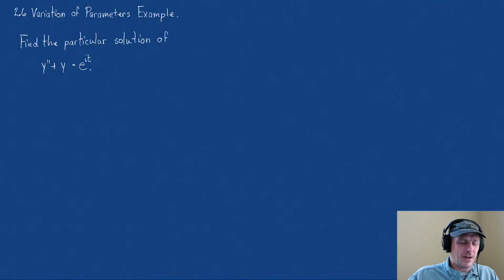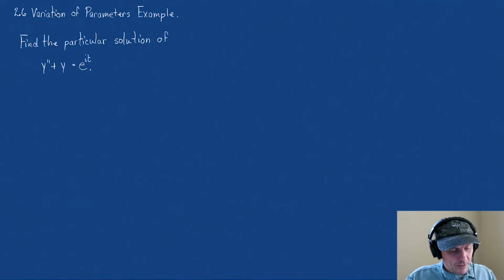I am Tom, and today we're going to use the technique of variation of parameters to solve this second order linear differential equation, y double prime plus y equals e to the it. The reason I picked this example is that if you're not careful, you're going to stumble into an immediate problem. And really the point of this is to show you the power of variation of parameters.